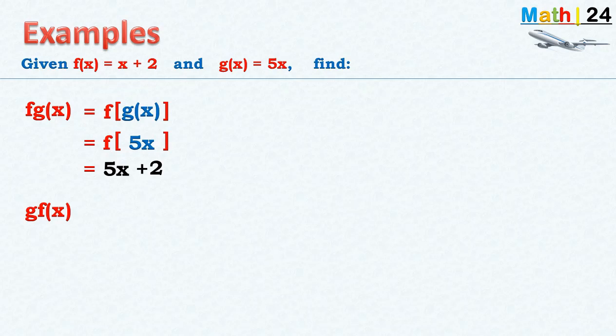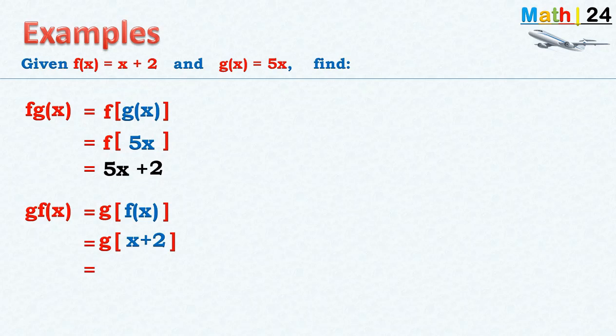Let's take a second example. We have to look for G of F of X. G of F of X means do F first. So G of F of X will be equal to G, where instead of writing X, I'm going to put F of X. But we know the value of F of X to be X plus 2. So I'm going to replace F of X by X plus 2, and I will now substitute this value in the function G.